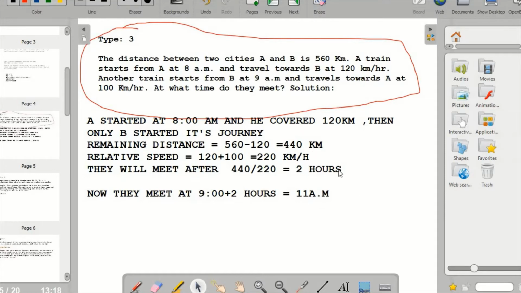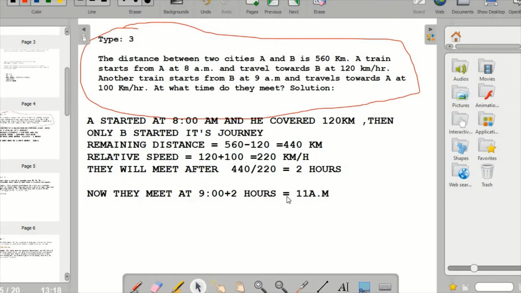For the relative speed, if you want to travel in the same direction, we want to make the two trains coincide, so you have to find the relative speed. So 120 plus 100: train B is traveling at an average speed of 100 and train A at an average speed of 120. We have to calculate both speeds, so it is 220 kilometers per hour.